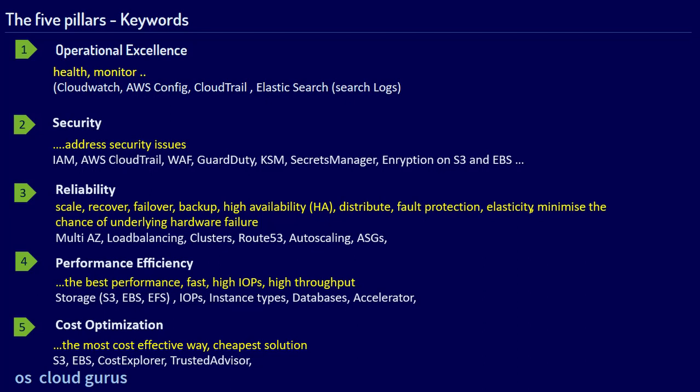Performance efficiency, so where you find the best performance, fast, high IOPS, and high throughput. It's good to know the storage classes and their performances, like EBS and EFS and so on, to answer these questions. And the last, cost optimization, where you find something in the question like most cost-effective way. You find a lot of questions like this, the cheapest solution. And here again you have to know the storage classes of S3, of EBS, of EFS, the differences and the costs.